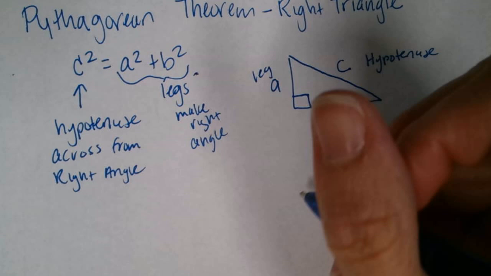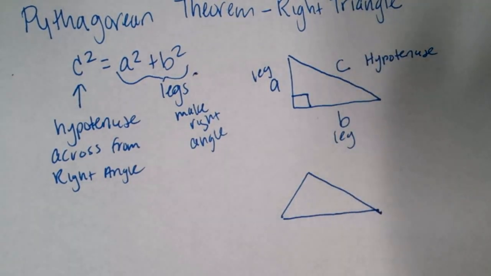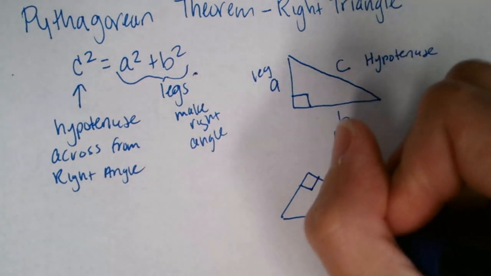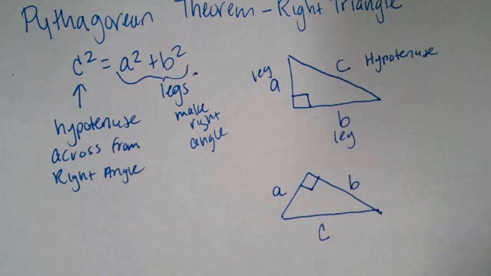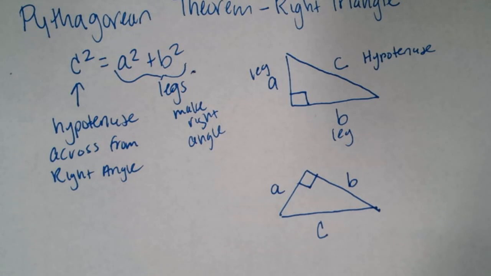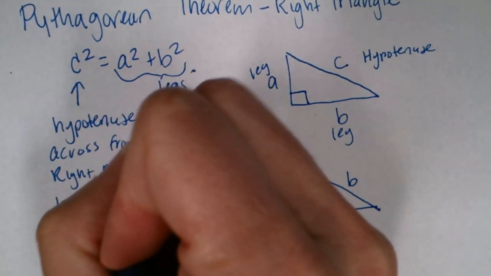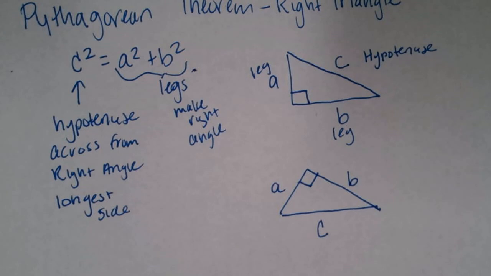Okay, remember that right triangles don't always face the same direction. If this is my triangle and this is my right angle, I look across from it, that's C, and the two sides that make the right angle are A and B. Okay, C is always going to be the longest side. The hypotenuse will always be the biggest side in the right triangle.